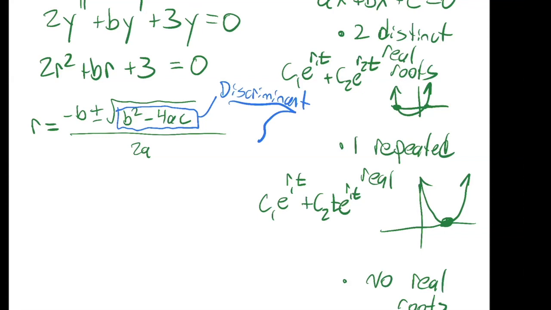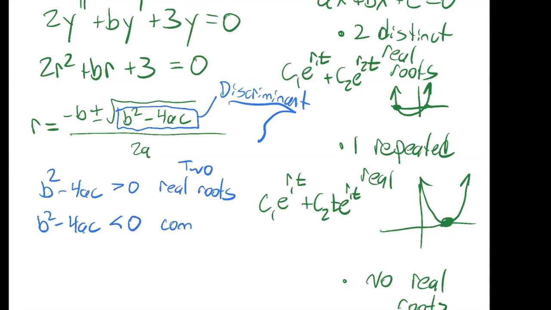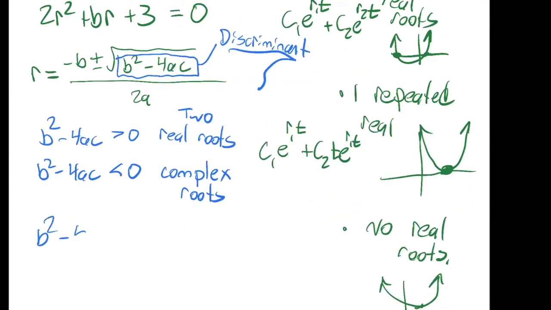And so when this discriminant is positive, that means the thing under the square root is defined and we'll get two real roots. When this is less than 0, that means we're going to have something negative under the square root and we get complex roots. And so the critically damped case is going to be when we get 0 for the discriminant.